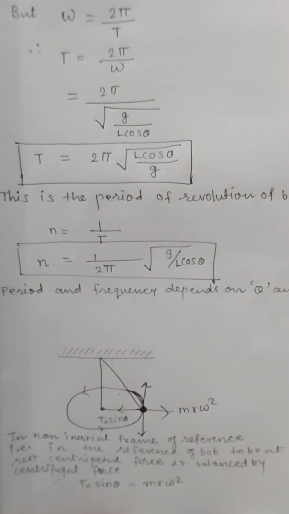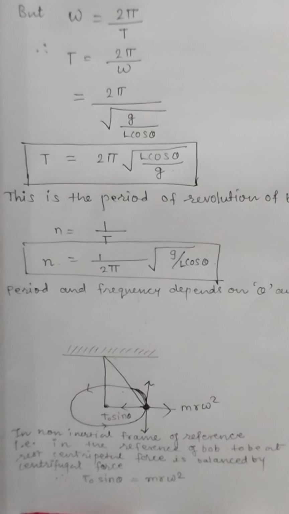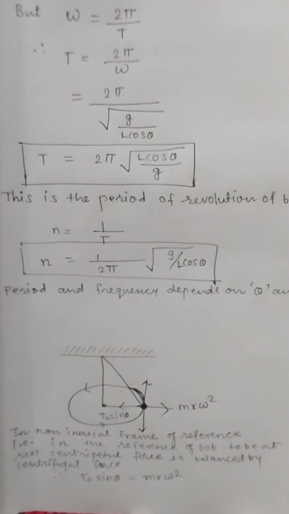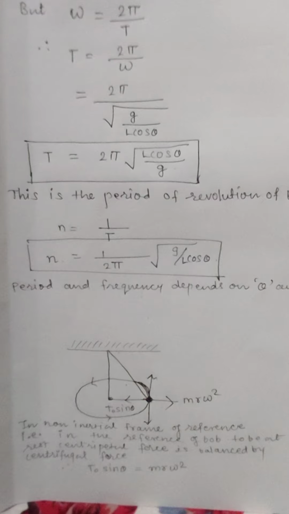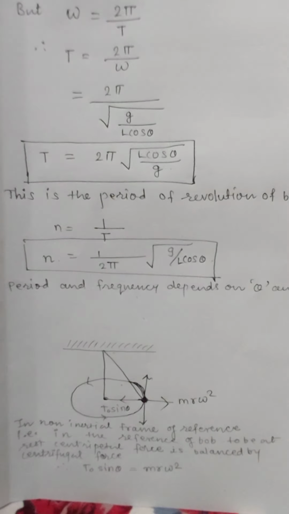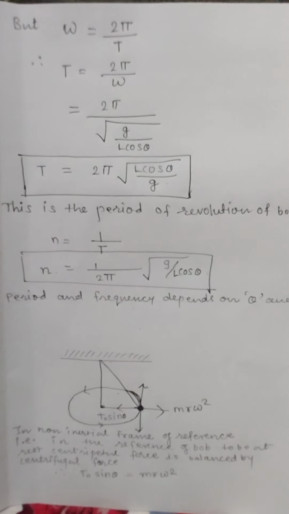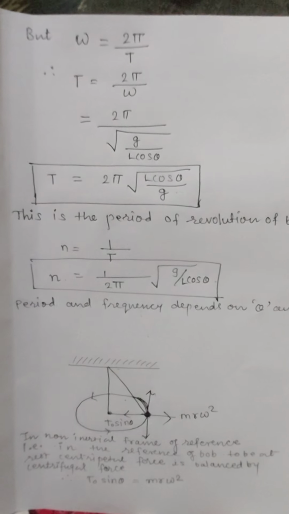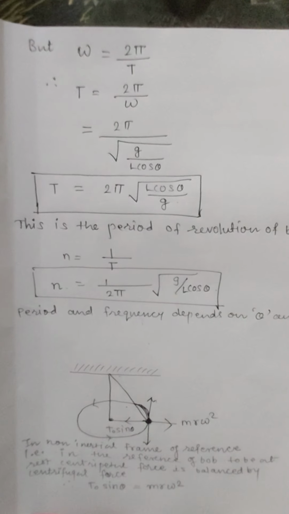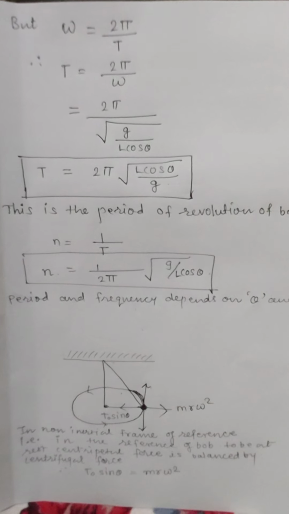Okay, so I hope this concept of the conical pendulum is clear to you. You should be able to write the expression to find the period and frequency of the conical pendulum. Try to write it at home once again. If you have any difficulty related to this, then you can ask me. Related to the conical pendulum, some problems we'll discuss in the next lecture.